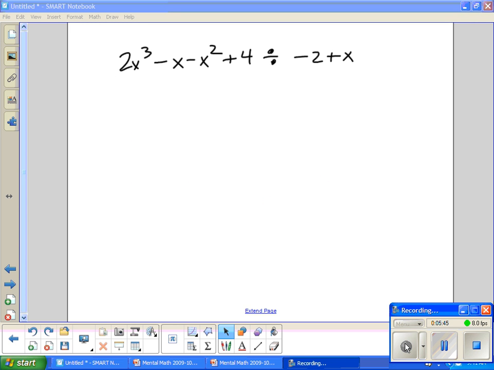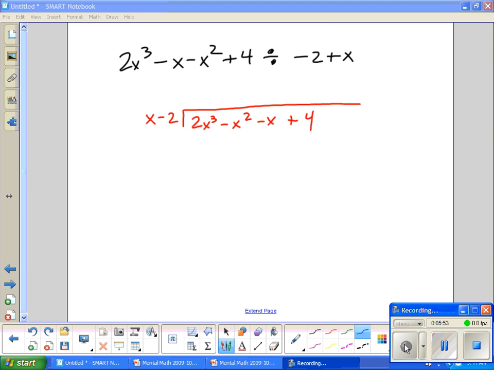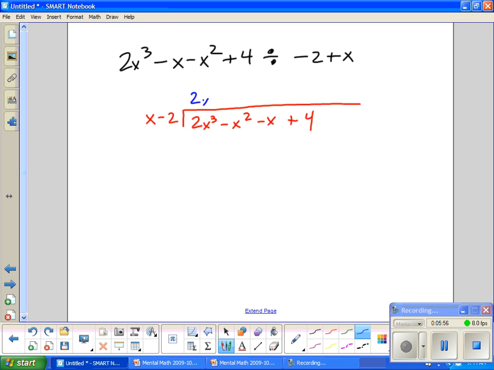So the next problem, go ahead and pause the video and try this one. All right. So again, what times x gives you 2x cubed? How about 2x squared? And again, 2x squared times quantity x minus 2, which is 2x cubed minus 4x squared. I have to subtract this, so I change the signs on both terms and add. And when I do this, I get 3x squared, like terms, I double check, they match, and I bring down the rest.